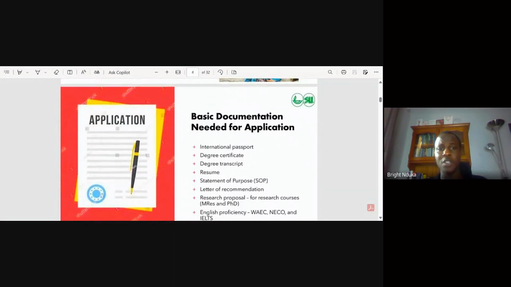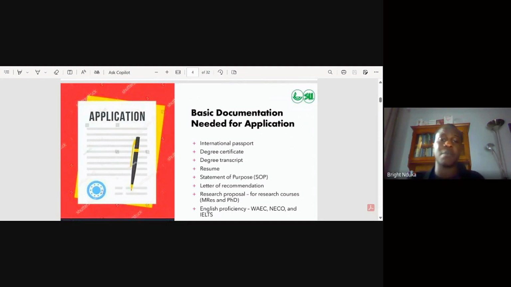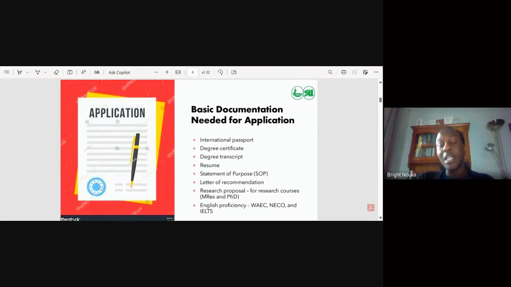All right, so I'll move on to the next, which is actually a very important part. Now, remember, we are talking about a blueprint for securing study opportunities. There is basic documentation that one needs to possess if you must secure these opportunities that we'll be discussing later on in this particular discussion.